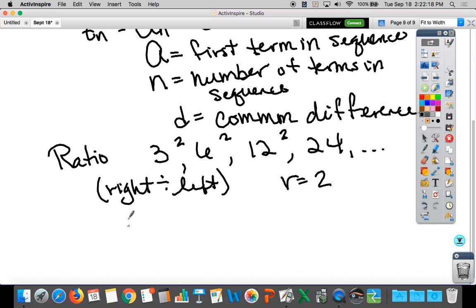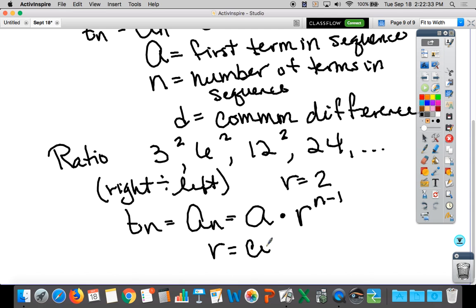So the ratio on this one is 2. Now the formula for it, again, they do T sub n. We do A sub n. A times R to the n minus 1. And A is still the first term, n is still the number of terms, R is the common ratio. Those are not squares, just make sure y'all know that. Common difference. Common ratio.